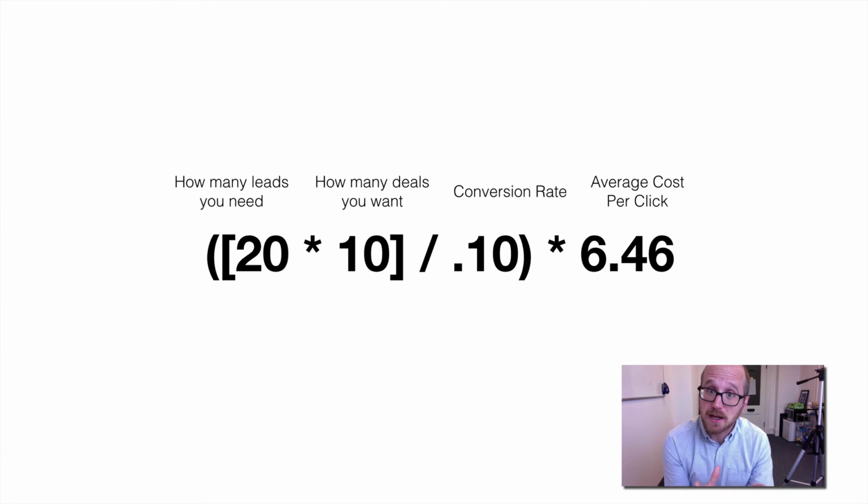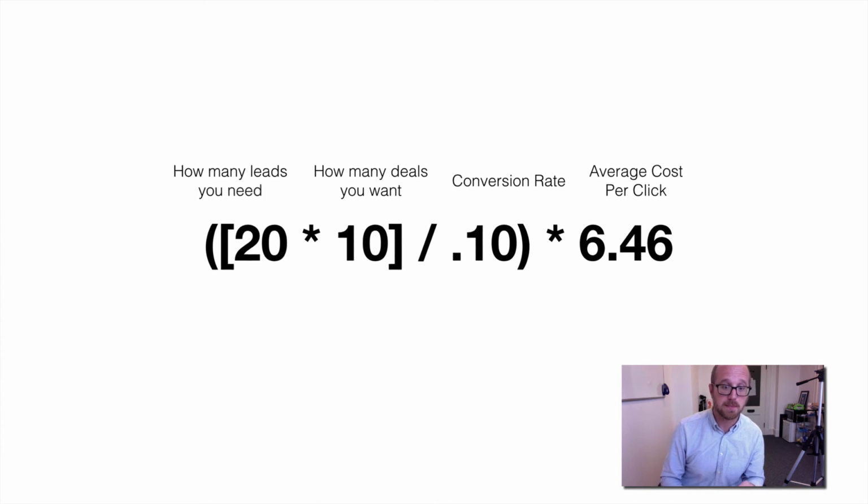I'm going to divide that number, 200, by my conversion rate as a decimal. So let's say my conversion rate is 10%. About 10% of the people that land on my website become leads. And so I've got 200 divided by 0.10, 10% as a decimal. Okay. Then I'm going to multiply that number by 6.46. That's the $6.46 average cost per click for all investors across the country.